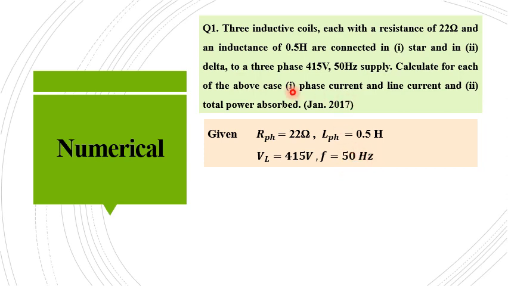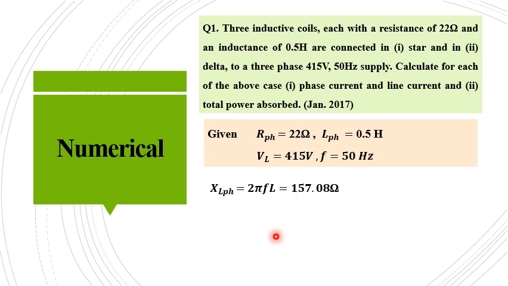So first we need to find the current. The phase current will be phase voltage by impedance per phase. So the first step is to calculate the impedance. The inductance per phase is given, so the inductive reactance per phase, XL phase, is equal to 2 pi FL. Substituting, we will get 157.08 ohms.